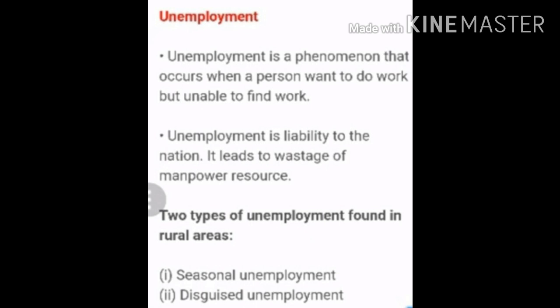So I hope you are clear about which types of activities create unemployment in rural areas. We call them unemployment. The first one is seasonal unemployment and the second is disguised unemployment.